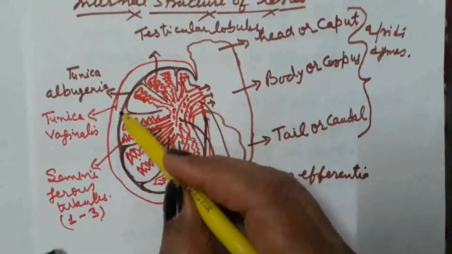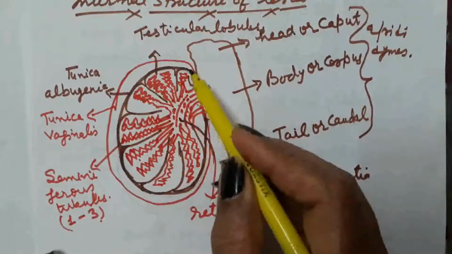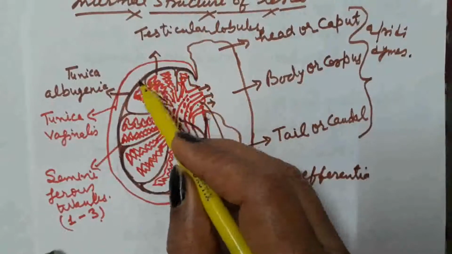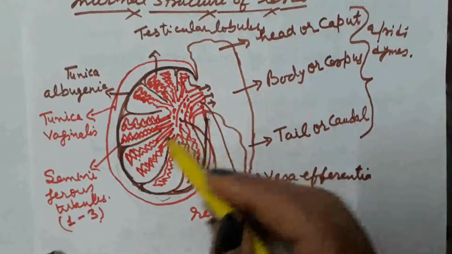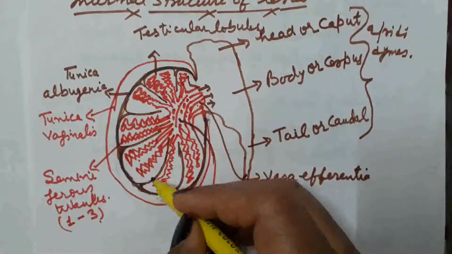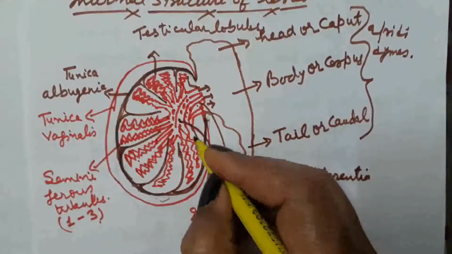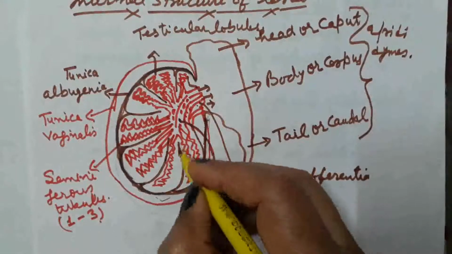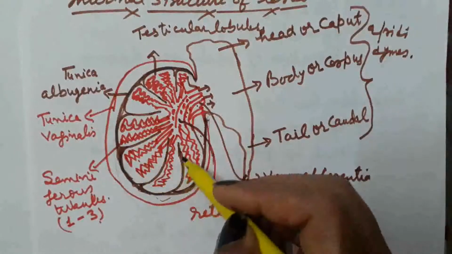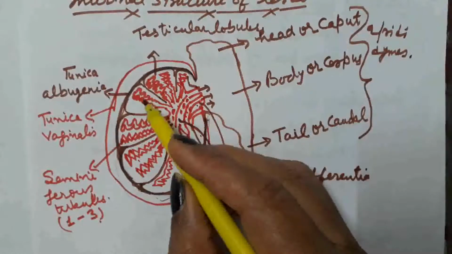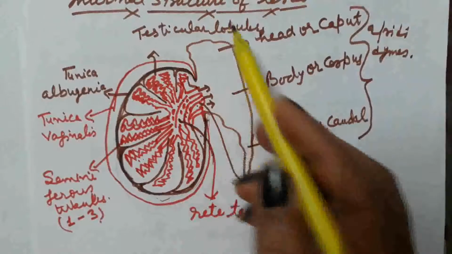The testis is the oval structure. Around the testis, a fibrous layer is present, that is known as the tunica albuginea. The tunica albuginea invaginates inside the testis and produces the septa. These septa divide the internal cavity of the testis into about 250 compartments, and these compartments are known as the testicular lobules.